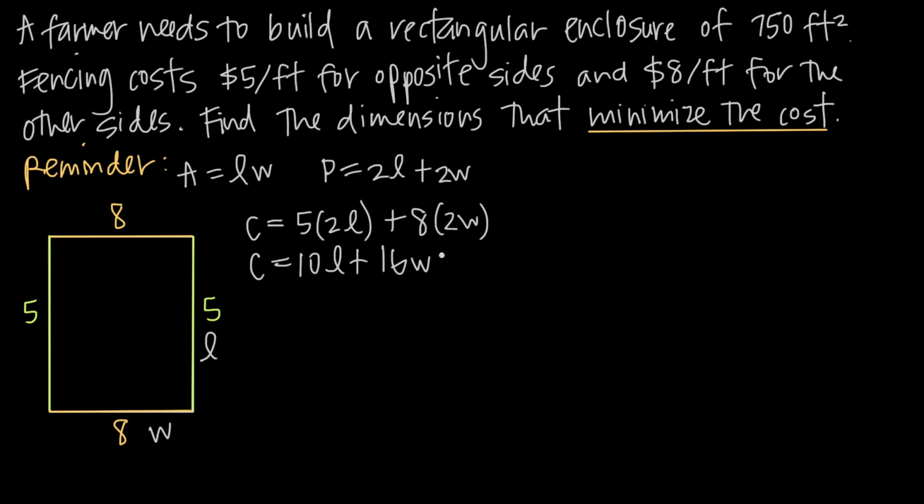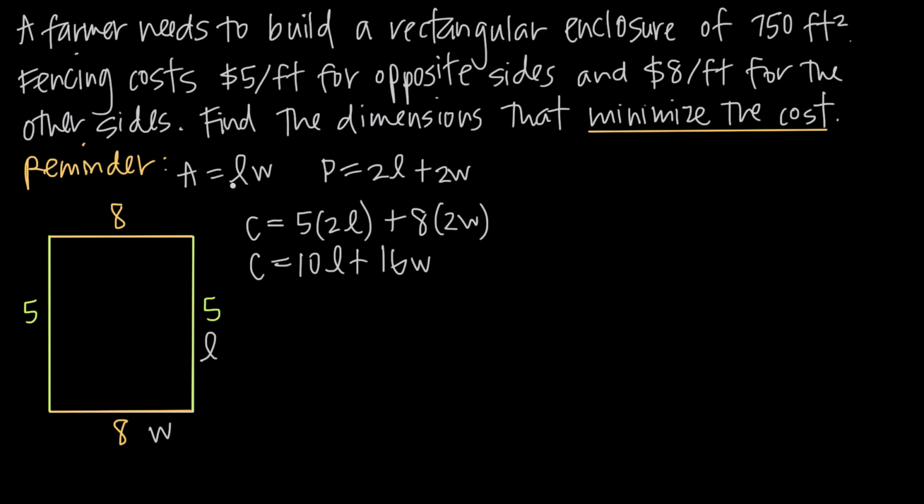Our next step is always going to be, if it isn't already, to get that function in terms of one variable only. Well, our cost function is in terms of 2 variables, length and width, L and W. We need to get it in terms of one variable only. So how do we do that? Well, usually the answer is in the question. In this case, we've been told a farmer needs to build a rectangular enclosure of 750 square feet. That's the clue right there. We haven't used this piece of information yet, that the area is 750 square feet.